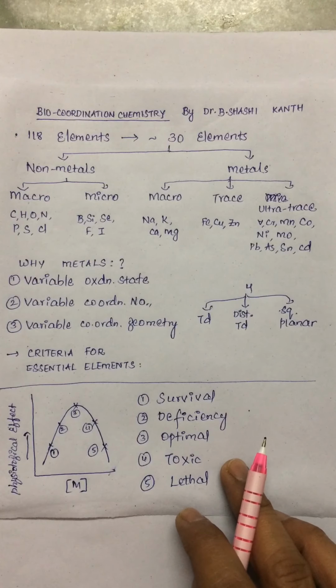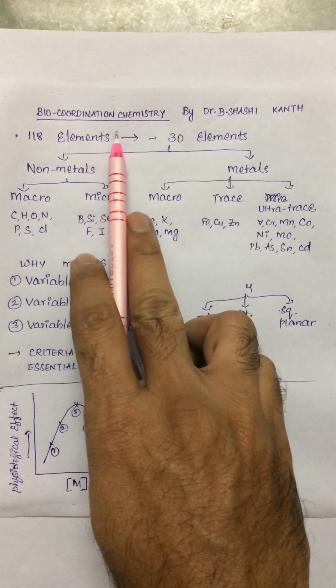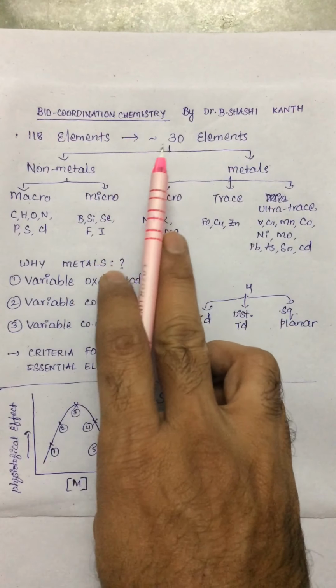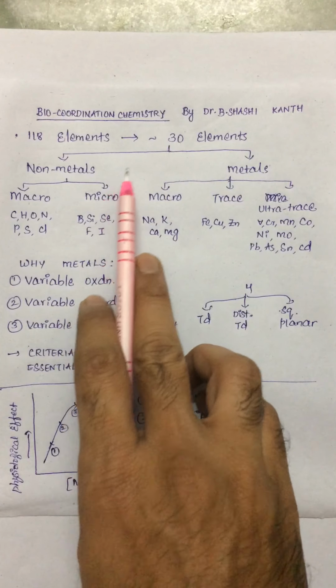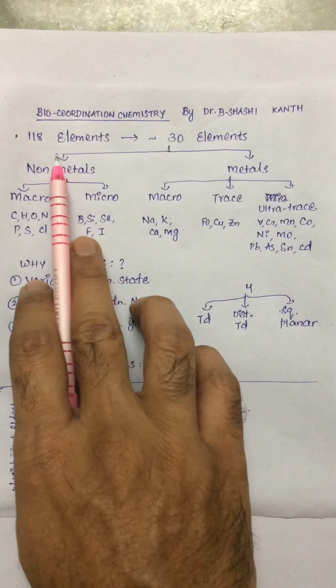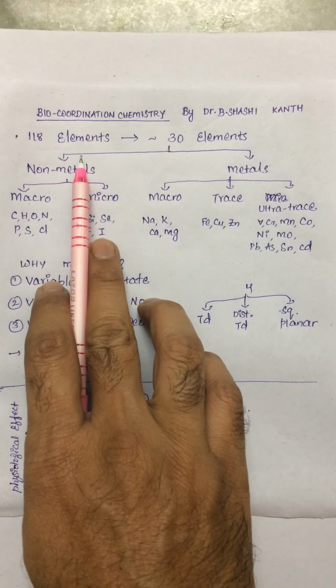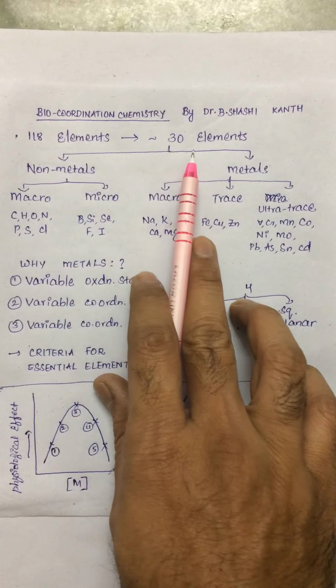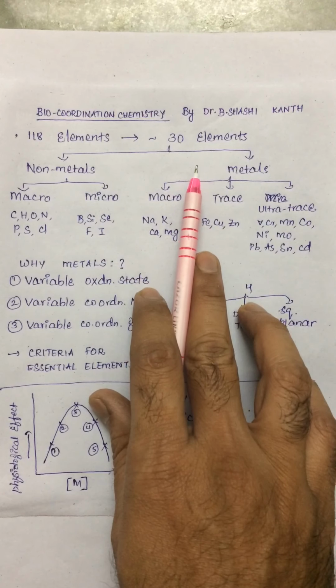In this video, let us discuss about the biocoordination chemistry. It is the coordination chemistry of the transition elements that are present at the biological level. So before getting into the core topic, we know that there are 118 elements in the modern periodic table, out of which nearly 30 elements make up the living organisms.